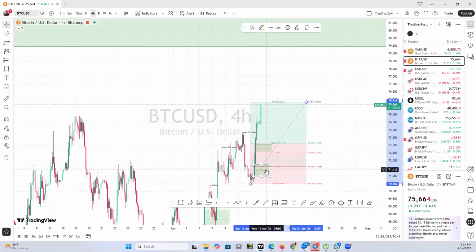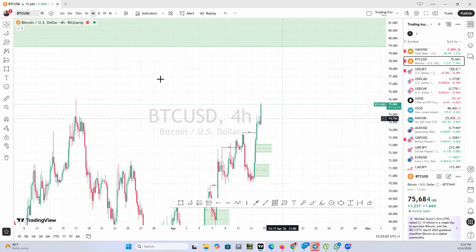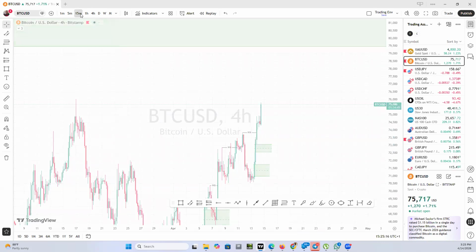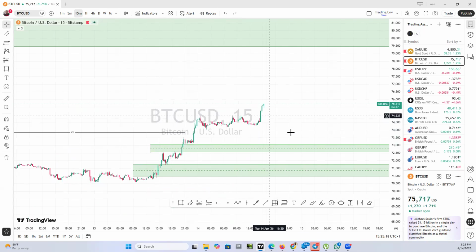So both this one and this one are valid FVGs. How are we going to know which one of them the market is going to use? This one or this one? How are we going to know? So we are going to drop to a lower time frame, the lower time frame for 4 hour. Which one is that? It's 15 minutes.